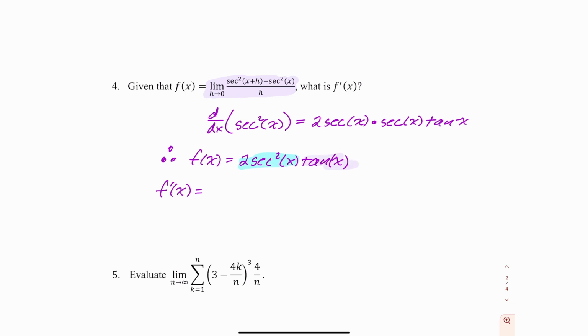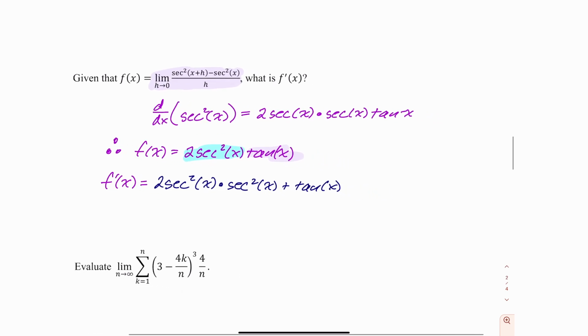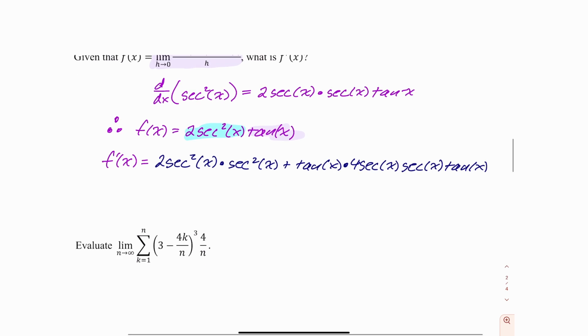So first, changing colors apparently. Derivative of the second, derivative of tangent is secant squared. Plus second, derivative of 2 secant squared is going to be 4 secant times the derivative of secant, which is secant tan. Let's see how this cleans up, if at all.